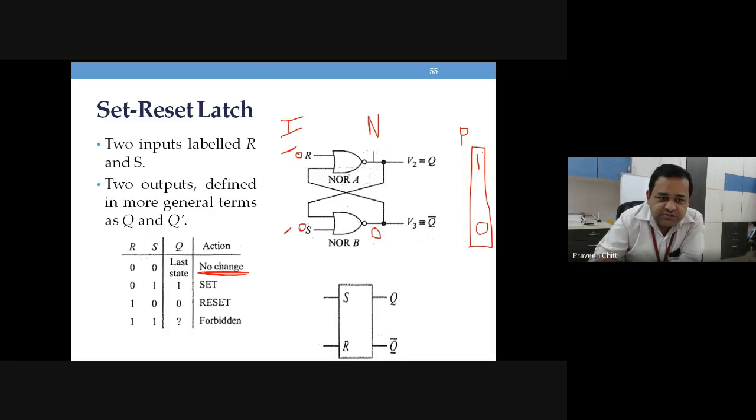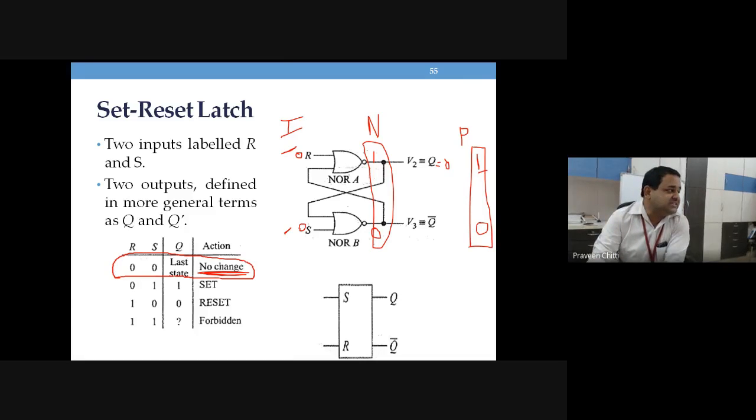So previously if you assume the outputs as 1, 0, what are the new values we are getting again? The same as the previous state. So whether you assume Q equal to 0 or Q equal to 1, you get the same when you apply R equal to 0, S equal to 0. Hence this state of the latch is called the no change state. Now can you explain this for the other cases?